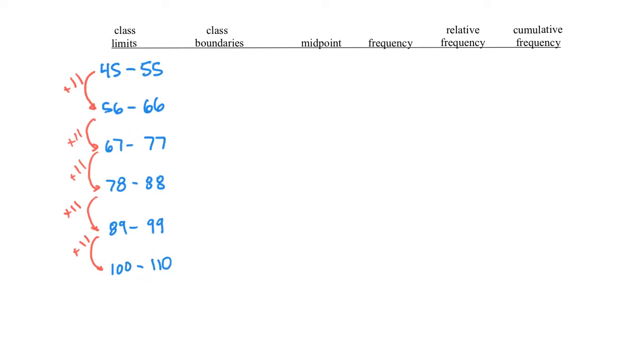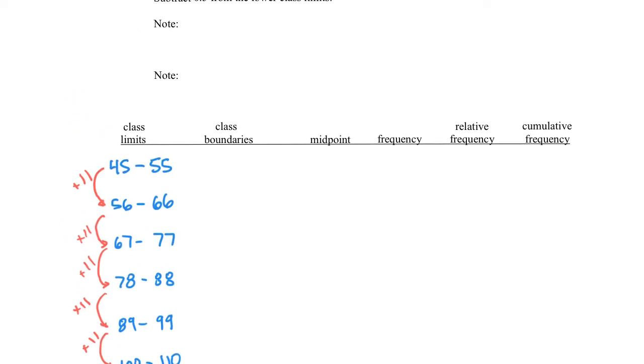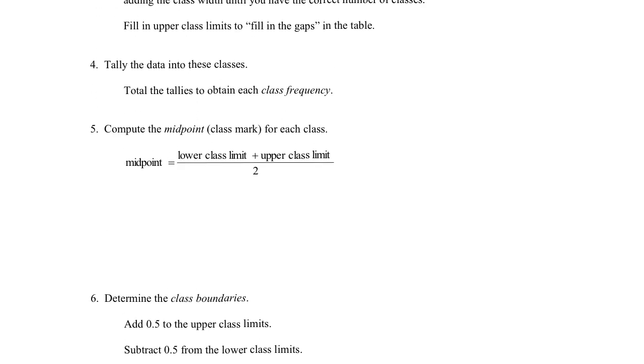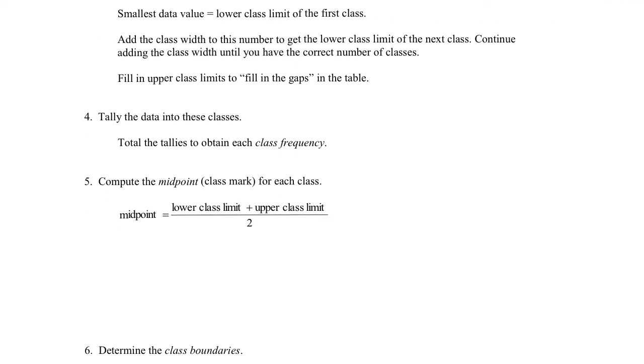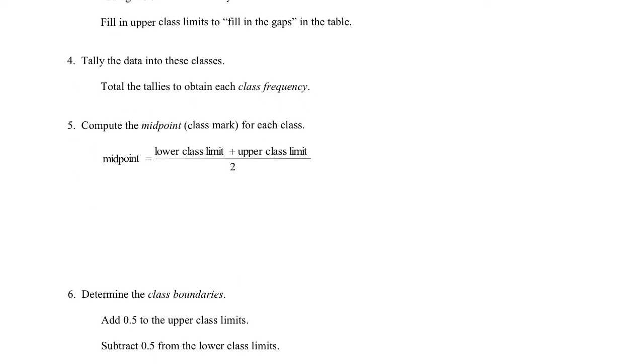Okay, so we've got these. Now let's see what we do next. It says, for number 4, step 4, tally the data into these classes. Total the tallies to obtain each class frequency. Well, frequency means basically how many, right?